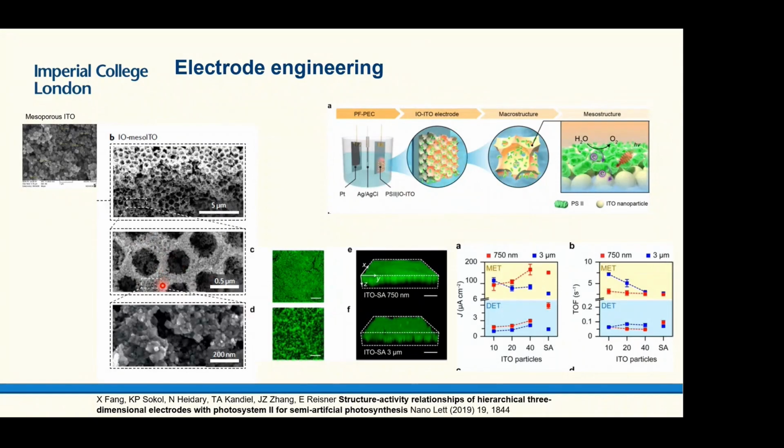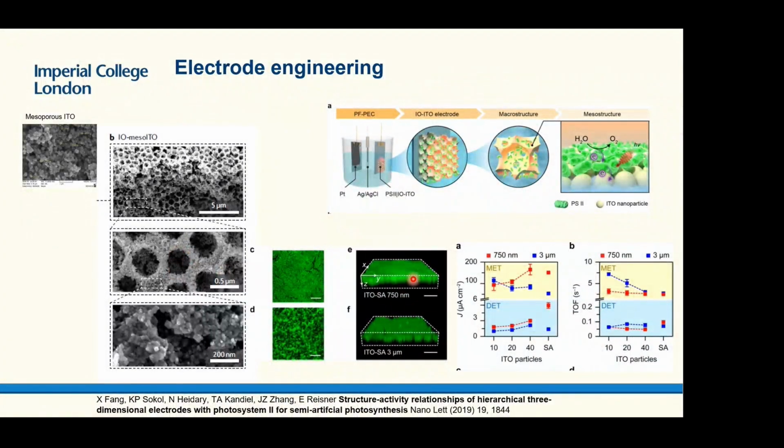Okay, so in general, depending on the size of the indium tin oxide particles you use, you can change the size of these pores. If you use the 10 nanometer particles or 15 nanometer particles, then the pore size will be too small for the photosystem to go inside the pores. But if you use larger particles, like 40 nanometer particles, you can get some photosystem entering the smaller pores. But then you get a lot of photosystem also going into the larger pores.